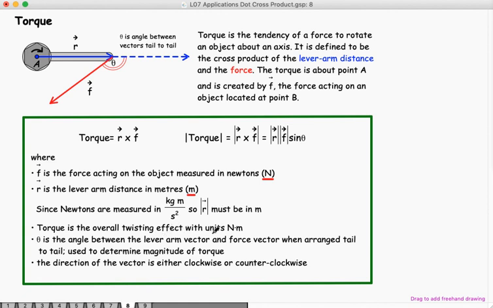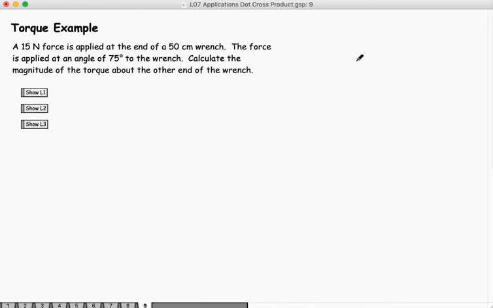Torque is an overall twisting effect with units of Newton meters. Newton meters, when we're dealing with work, are called joules. But Newton meters, when you're dealing with torque, are just called Newton meters. Again, theta is the angle between the lever arm vector and the force vector when arranged tail to tail. And the direction of the vector is either clockwise or counterclockwise. We're either going to head into the piece of wood or out of the piece of wood. Now, that all sounds rather complicated, but the example problems we're going to do are straightforward.